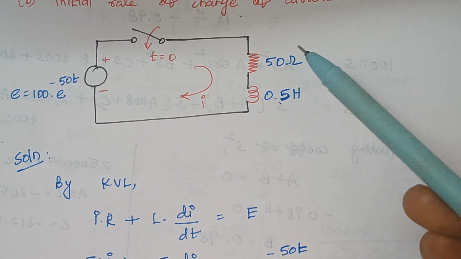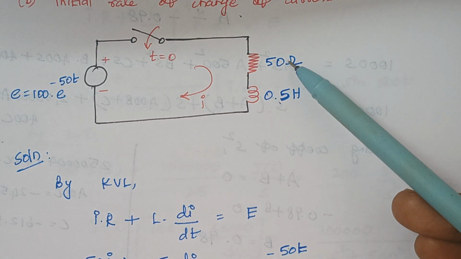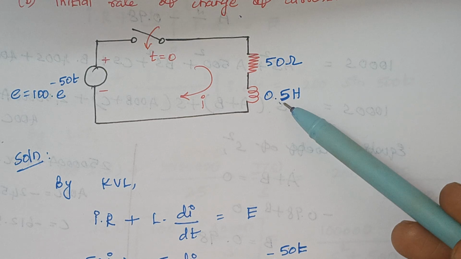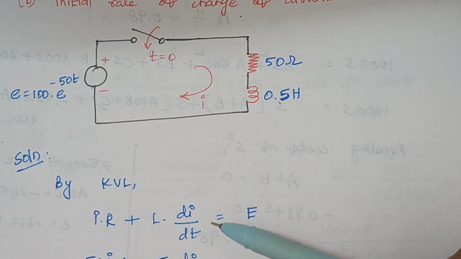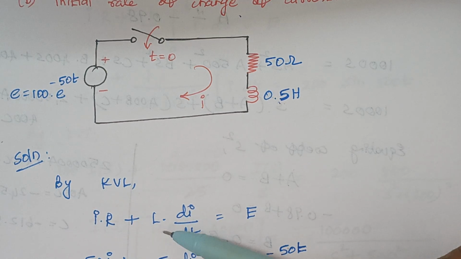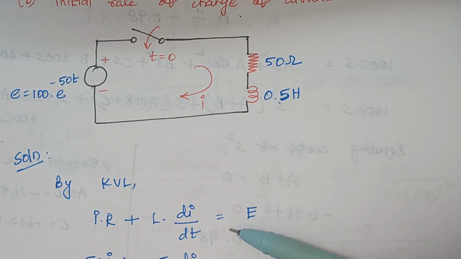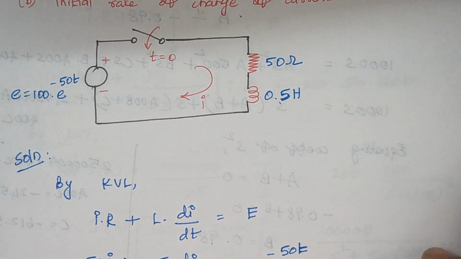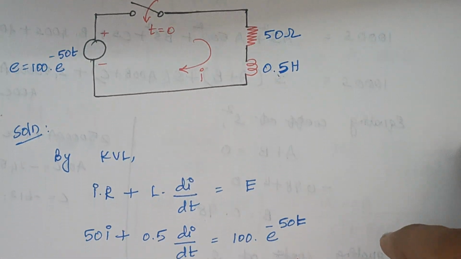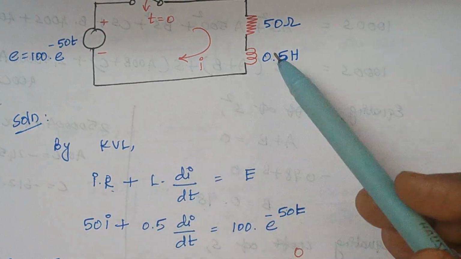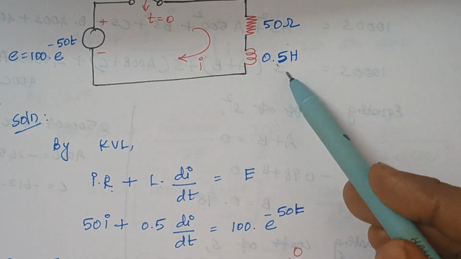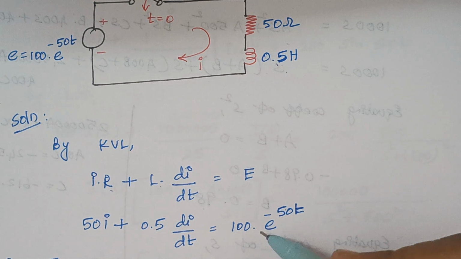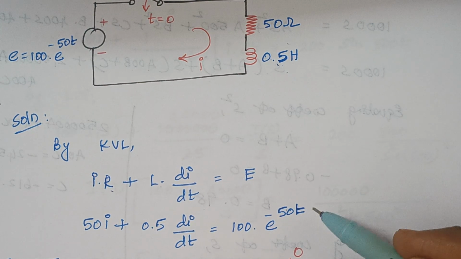So voltage drop across resistor is given by I into R, and across the inductor is given by L into di by dt. Right. So just write down the expression I into R plus L into di by dt, which is equal to your source voltage E. Right. The next thing is we are going to substitute the respective values. So here the value of R is 50, the value of L is 0.5, and the source voltage is 100 into e to the power minus 50t.